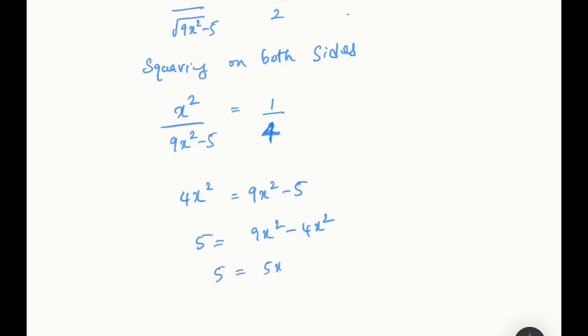So we'll get 5 equal to 5x square. x square is equal to 5 by 5, that is 1, x is equal to root of 1. It is equal to 1. Okay, this is how you find the value of x using the properties of proportion. Hope it's clear to you.